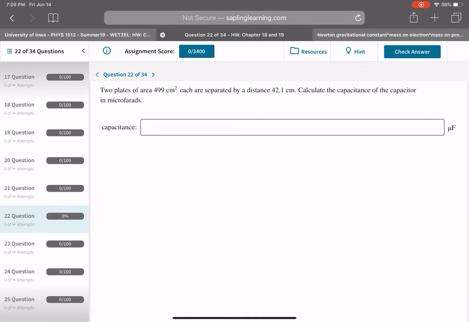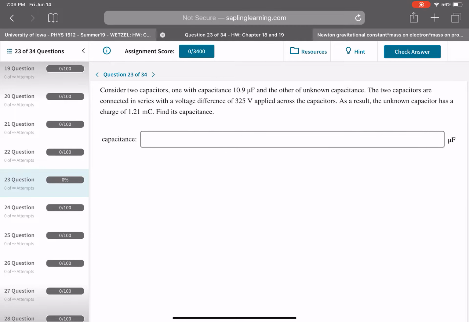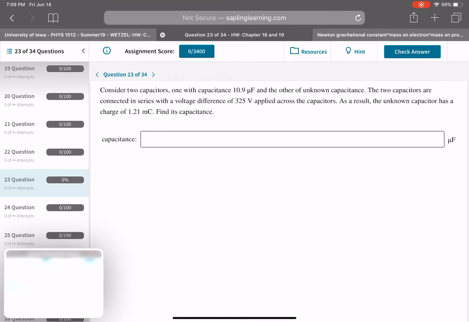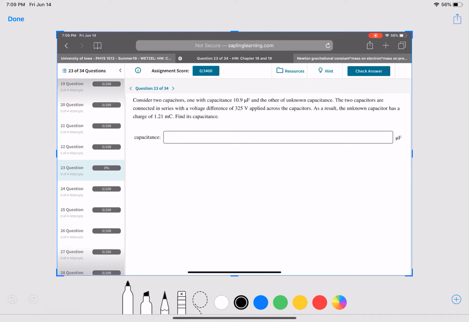Consider 2 capacitors. You've got 10.9 and the other. The 2 capacitors are connected in series with a voltage of 325. And the question is, what's the capacitance of the other one? So we've got 2 capacitors in series. These represent the parallel plate capacitors. Those are the plates. So your electricity is flowing through the 2 components. What you know when they're in series is they all have the same charge.